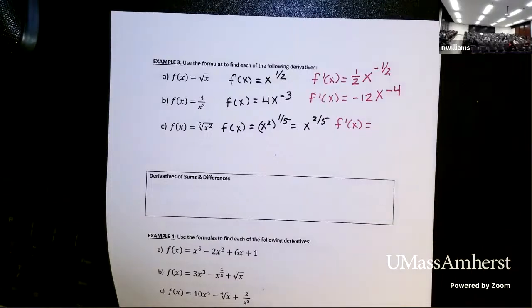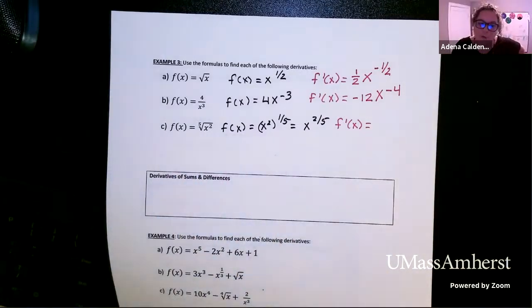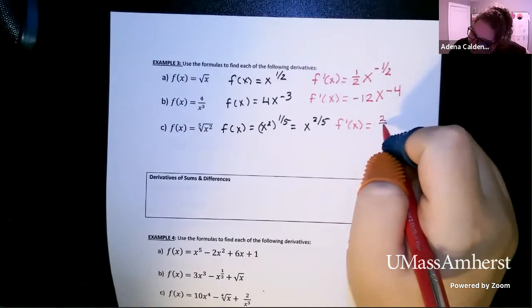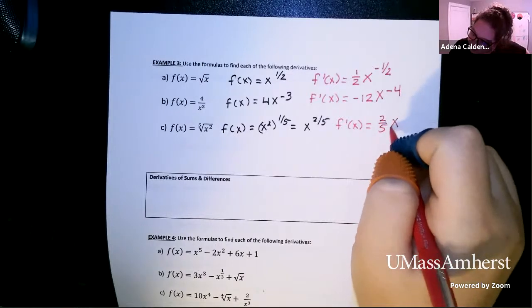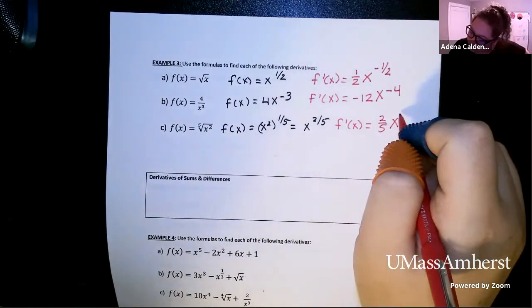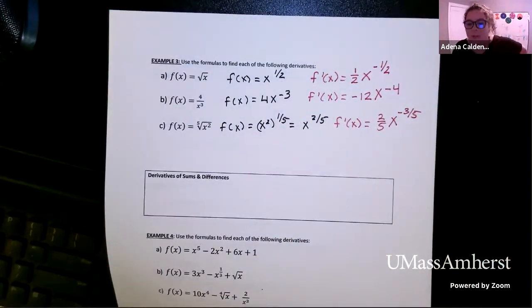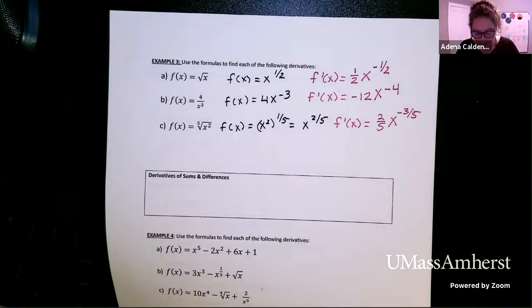Now again, that step was all just rewriting the function. I haven't done the derivative yet. So now when I take the derivative, the 2/5 comes down, x, and I subtract 1 from the power. So I get 2/5 x to the -3/5.